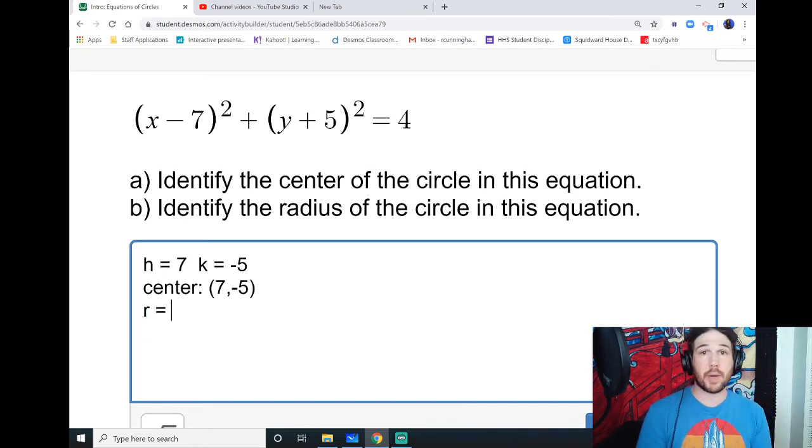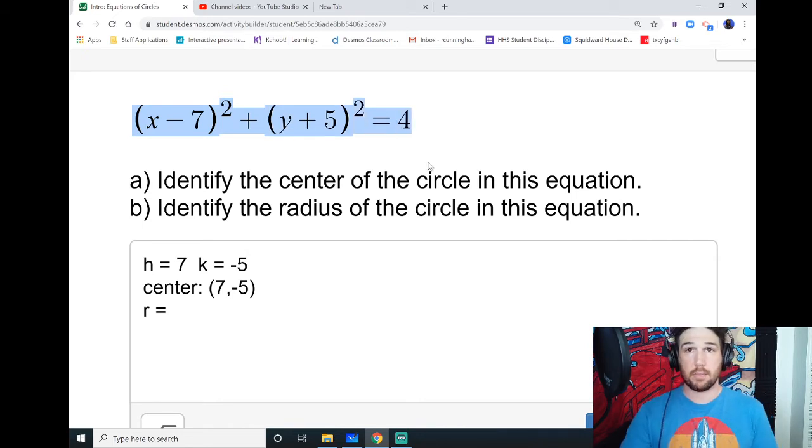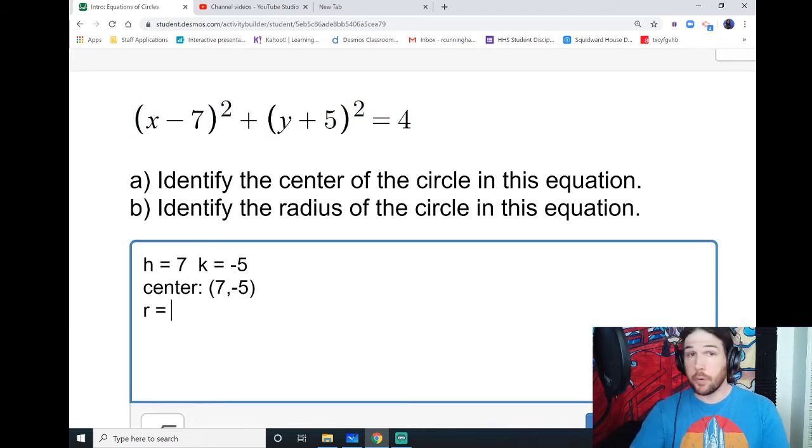Hey, really quick, what's the radius? If you just said 4, then I totally understand where that number came from, but remember that 4 isn't r, it's r squared, right? Again, for the probably 17th time, x minus h squared plus y minus k squared equals r squared. So r is the square root of 4, which is 2. This is a circle that has a center at 7, negative 5, and a radius of 2.